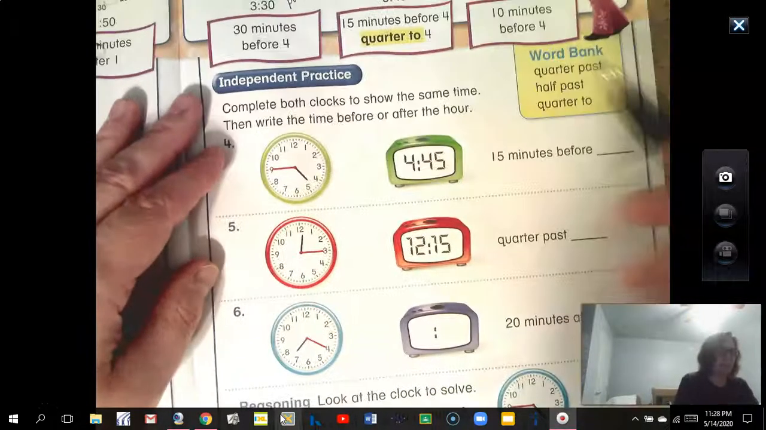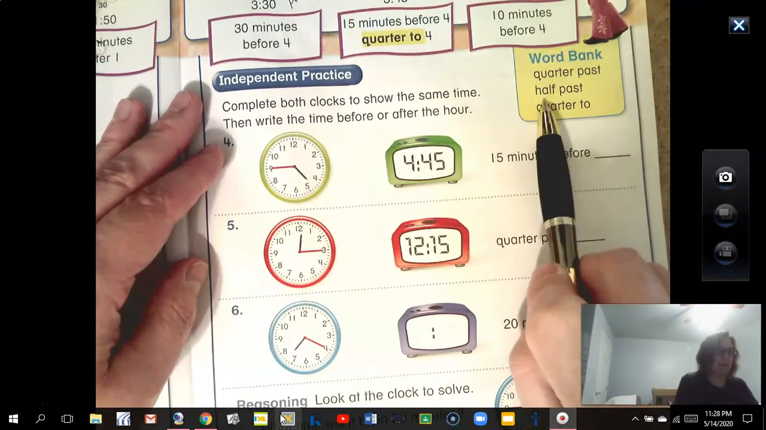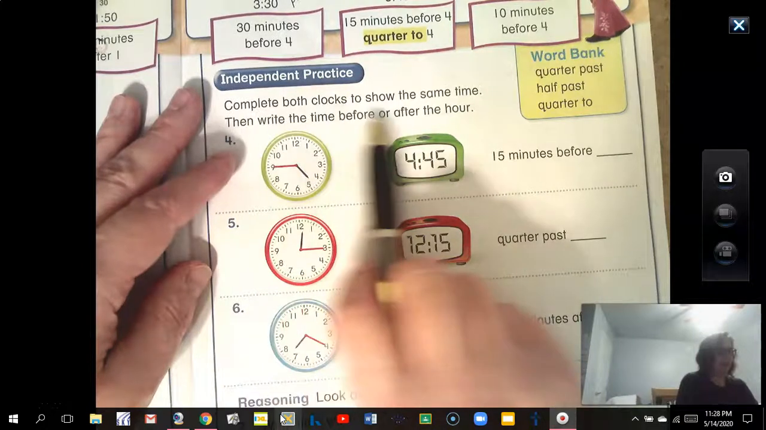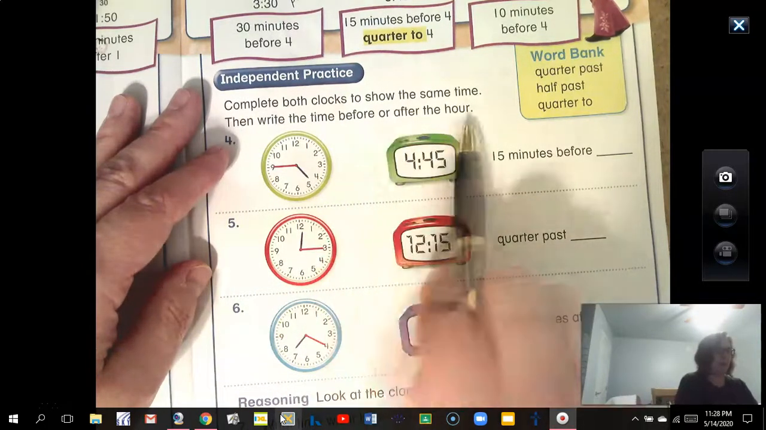Okay, the word bank. Quarter past, half past, quarter to. All words that we've just been going over. Complete both clocks to show the same time, then write the time before or after the hour.